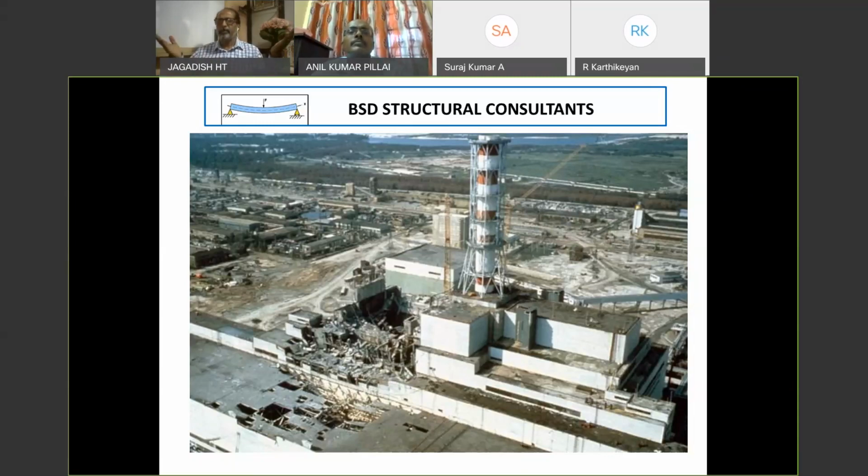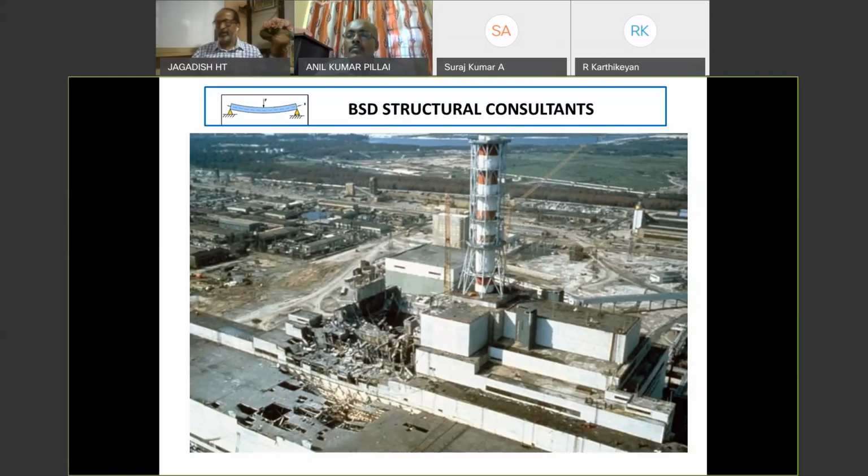Once the roof got blown out, the reactor was exposed to the atmosphere, and all the radiation particles started emitting out into the atmosphere. And again, due to high temperature, a fire occurred in the reactor building. A lot of fire was raging inside. So what the people of Chernobyl, our power plant engineers, did was to contain the fire. They brought sand in a helicopter and dumped it into the reactor building to contain the fire.